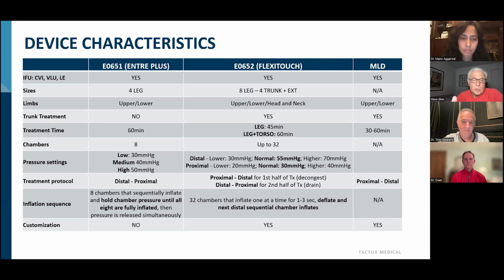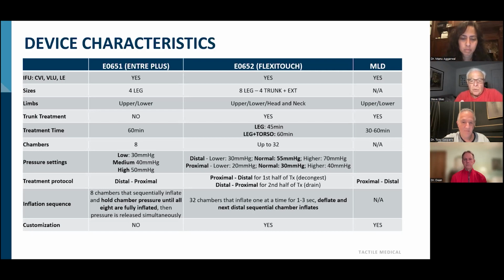There's no truncal treatment in the 651, but FlexiTouch and manual lymphatic drainage can deal with that. Sometimes it's a little longer treatment time with the 651 compared to the 652, but 45 to 60 minutes is not that big of a difference. We spoke about the chambers, how there are many more chambers in the FlexiTouch, and you can vary the pressure in the chambers depending upon where the disease may be in the patients. And we also said the 651 always just begins distal to proximal.